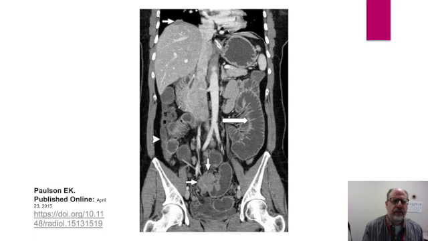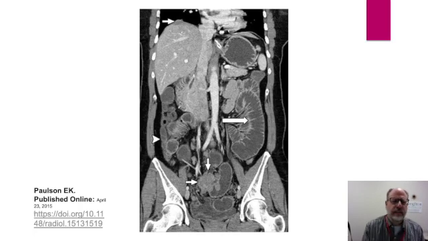Here's a coronal CT scan of a small bowel obstruction. The large arrow on the patient's left indicates a dilated loop of small bowel. Again, you can see the valvulae conniventes. Note that on the patient's right side, there is an arrowhead adjacent to normal caliber loops of small bowel. So we have a transition.